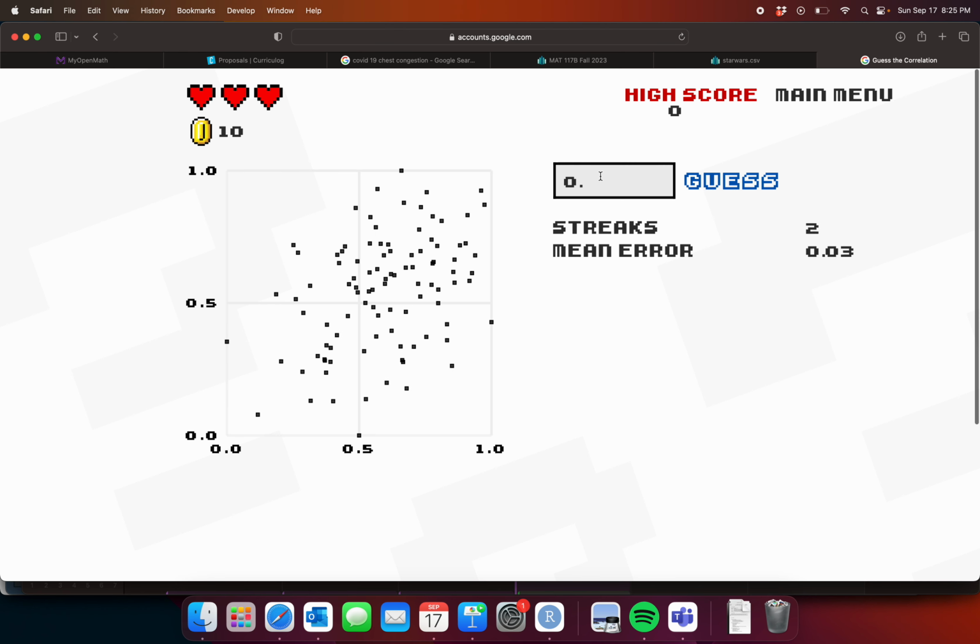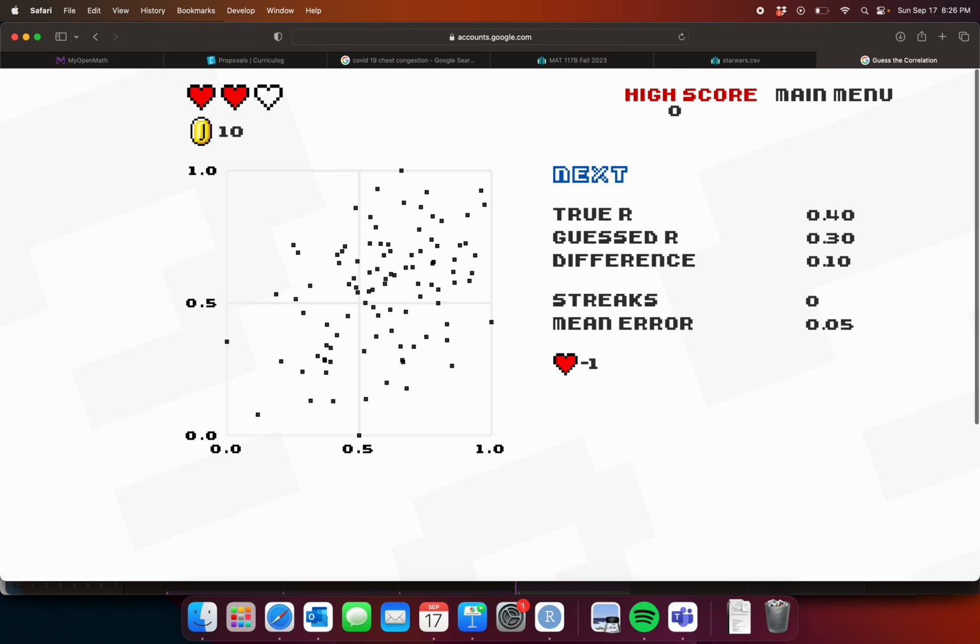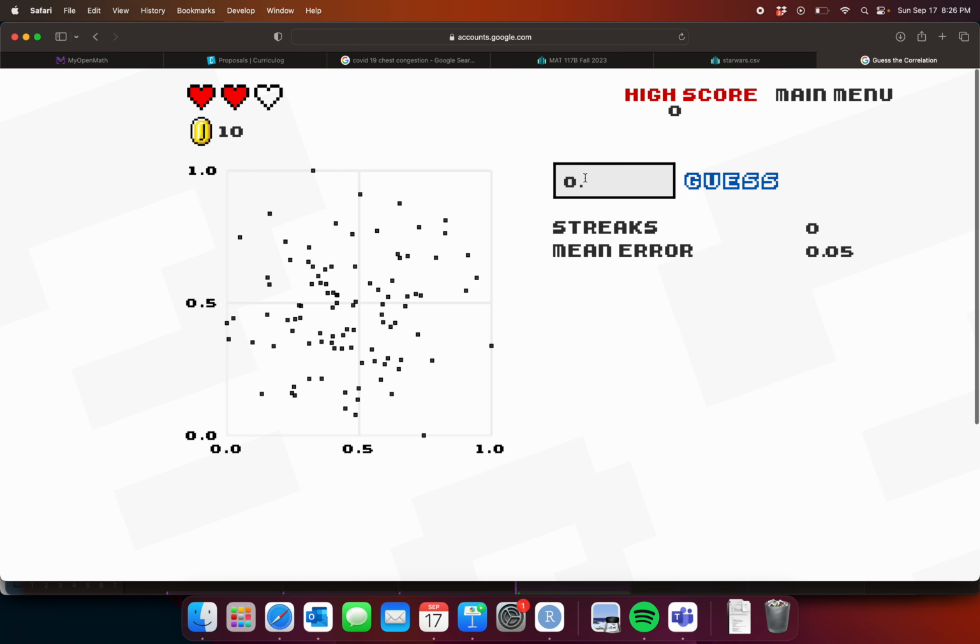Okay, now we have this picture, which is a lot less strong than the other two. And so, although it might be generally up and to the right, it's a lot less strong. So I'm going to go with something like 0.3. Okay, so there I was too far away. It was 0.4. Then I guessed 0.3, so I lost a life. So you have lives, and you can calculate points here. And you can continue on.